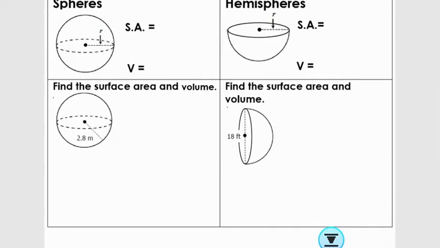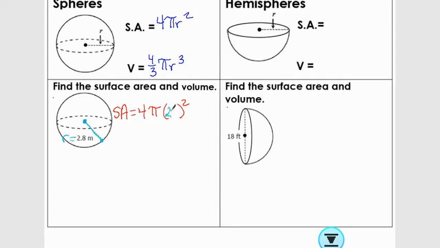So again, this is on your formula chart. We have that the surface area of a sphere is 4 pi r squared. And the volume of a sphere is 4/3 pi r cubed. And I just pulled those straight from my formula chart. So let's use those. Okay, when I want to find the surface area, it's going to be 4 pi times my radius squared. I can see here from my diagram, the radius, which comes from the center to the edge of the sphere, is 2.8, so that's my radius.